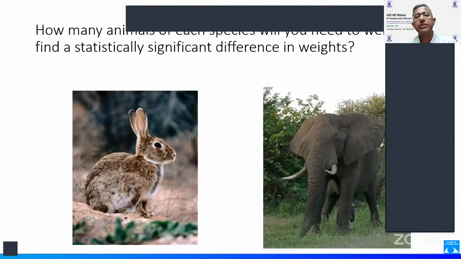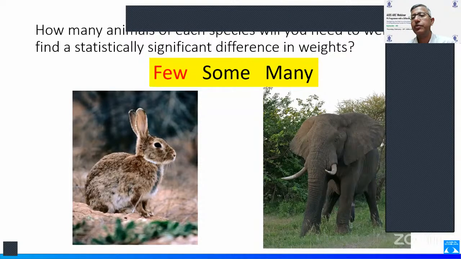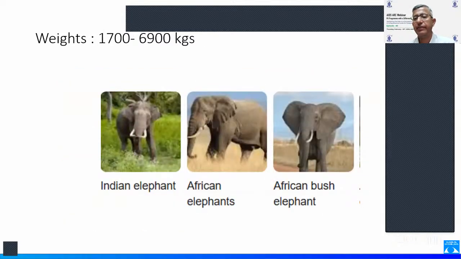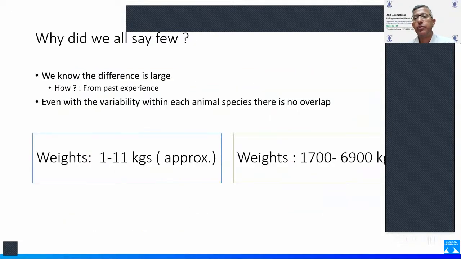So suppose I put up this question for you and say that between a rabbit and an elephant, if you want to pick up whether their weights are statistically significantly different, do you require few, some, or many animals in each group? I'm sure all of you will say few. And why do you do this? You do this because rabbits are generally light and elephants are generally heavy, and you know that the difference is large.